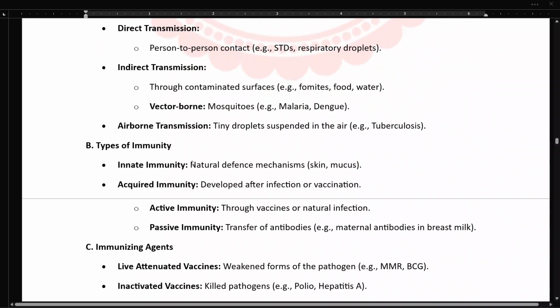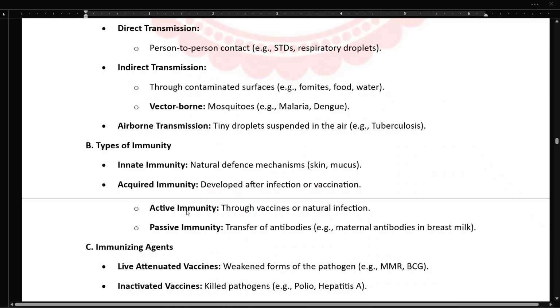So innate immunity is what? Natural defense mechanism. The main barrier for this mechanism is skin and mucus. So they defend against microbes and a lot of external potent irritants.